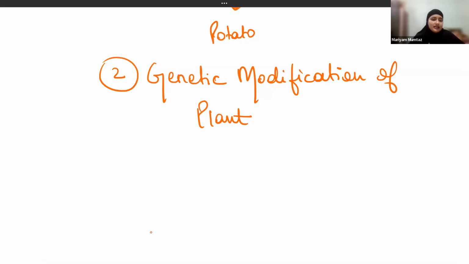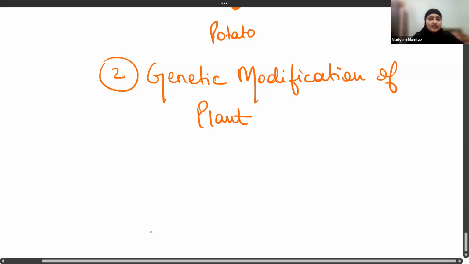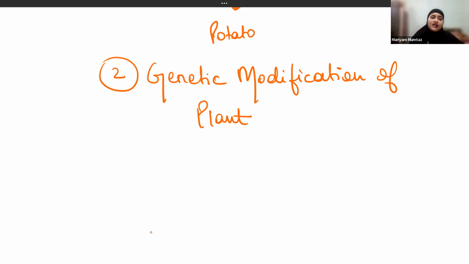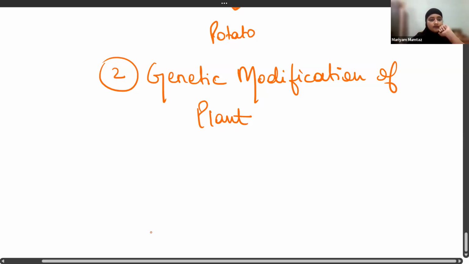Every organism has DNA. Plants also have DNA. So the DNA of the plants gets modified, okay? And by modification, we can introduce new characters. This is known as genetic modification of plants. This is another method through which we can do crop variety improvement. Is it clear? Do you have any doubts? No. All right. Very good.